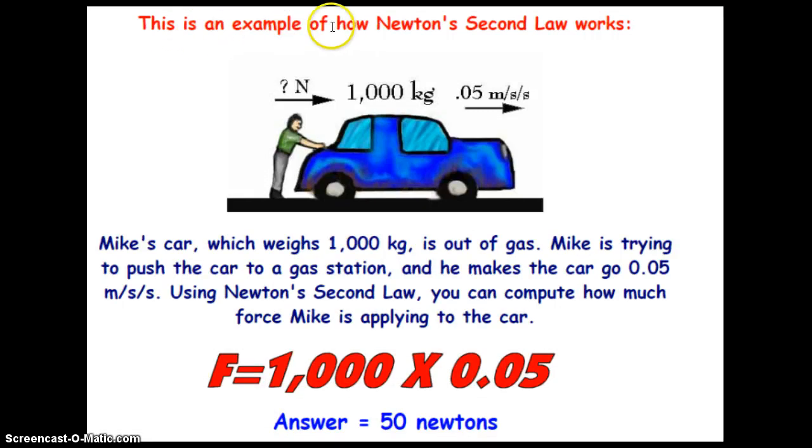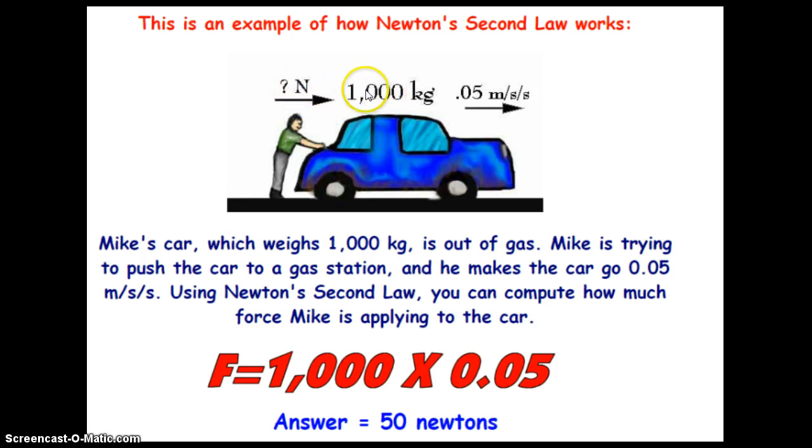So this is an example of how Newton's second law works. So I've got this car. It is important to make an observation of what you have. I always say that if you know what information you have, you should be able to identify what equation you're going to use to solve. So here it's asking for a question mark Newtons, and Newton is a measure of force. So I know I'm solving for F.